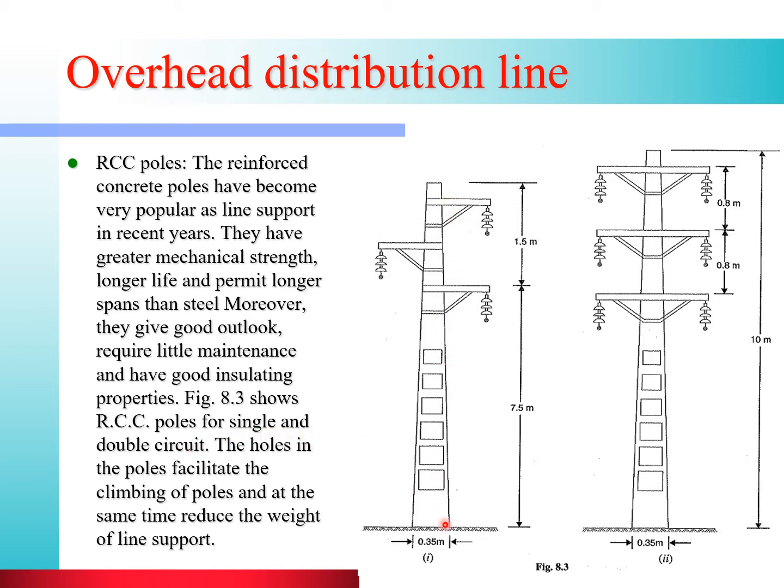This is the single circuit RCC pole and this is the double circuit. Here R, Y, B of one circuit is connected, and on this side R, Y, B of the second circuit is connected. So this is the double circuit RCC pole, and it will also reduce the weight of the line support as compared to the steel poles.